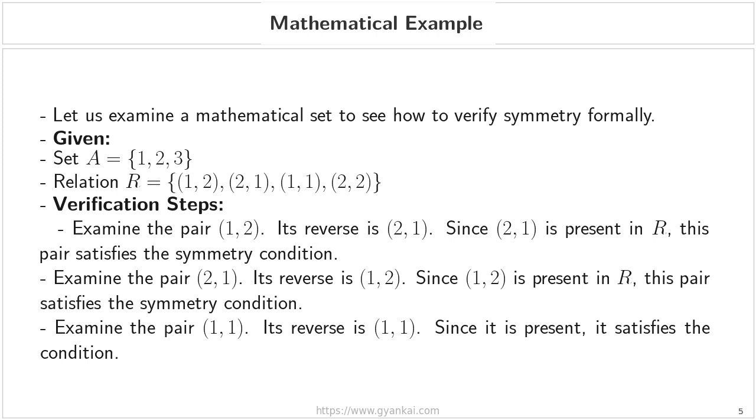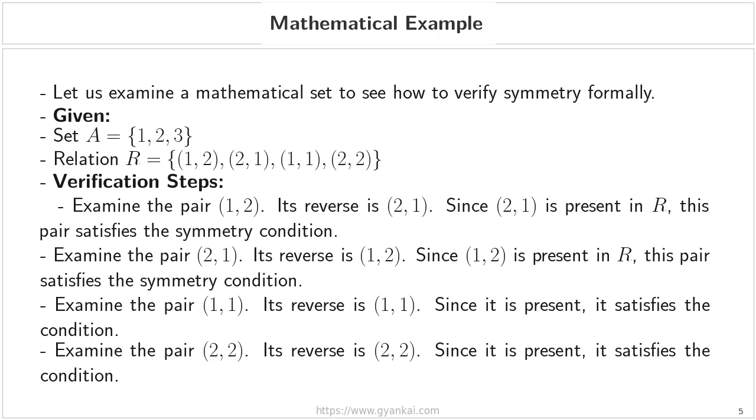Now let's look at the self-related pairs. As we mentioned in our conceptual breakdown, these are automatically symmetric. For the pair (1, 1), the reverse is simply (1, 1). Since it is present, it satisfies the condition. Similarly, for the pair (2, 2), the reverse is (2, 2). Since it is present, it also satisfies the condition.